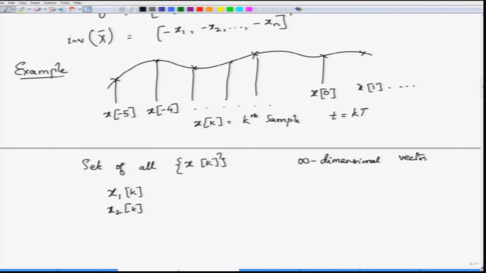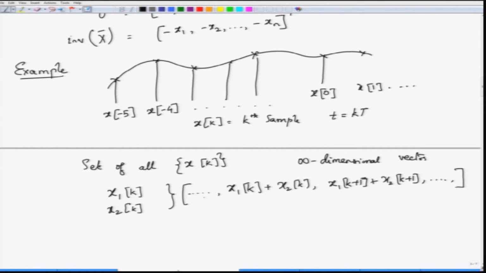These two may have come from two different continuous time signals which have been sampled, or they have been given as two sequences to you. The vector addition of these will be adding them component wise, right. So, at each kth time you take the value of x1 of k and add it to x2 of k. At the k plus 1th time, this would be the sum, and at k minus 1 this would be x1 of k minus 1 plus x2 of k minus 1. So, this would be the vector, okay.